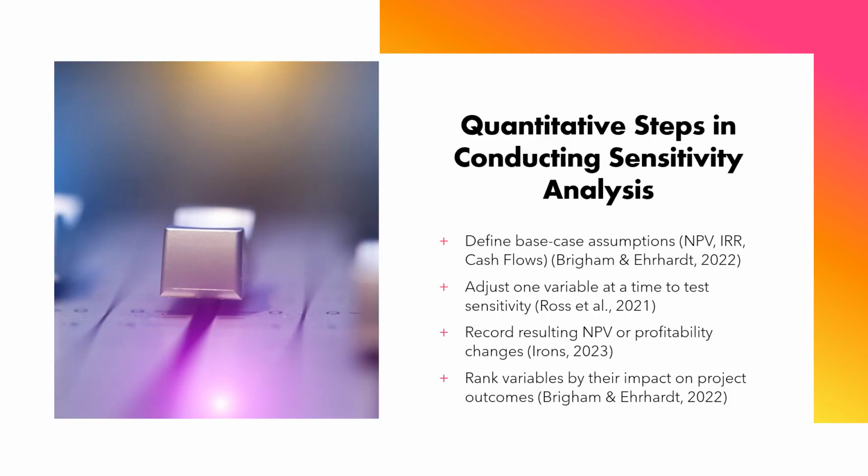If a small change in sales volume causes a big drop in NPV, that's a red flag. This method gives leadership the data they need to make more confident decisions.